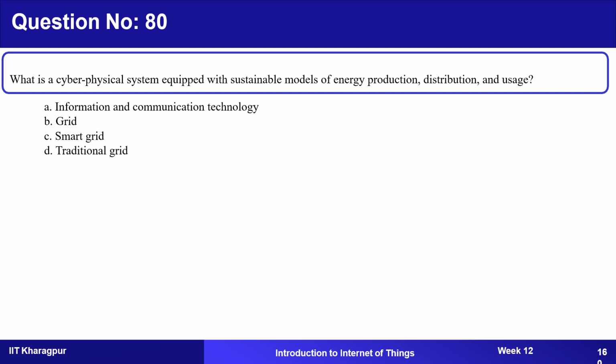Next question is, what is a cyber physical system equipped with sustainable models of energy production, distribution, and usage? Options are information and communication technology, smart grid, traditional grid. Smart grid. Smart grid, right, smart grid.